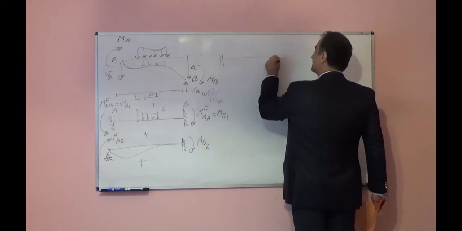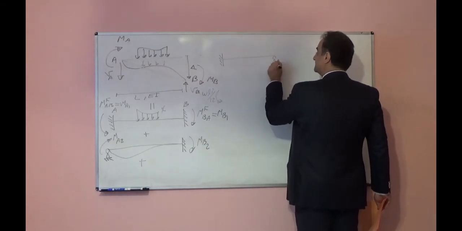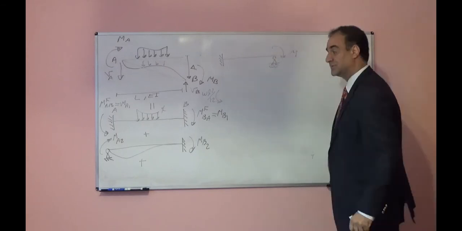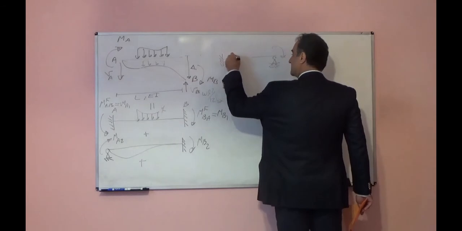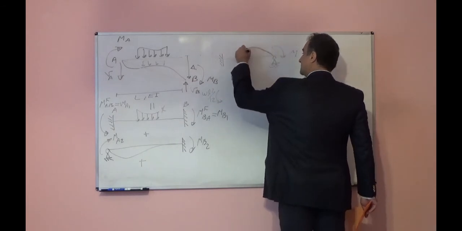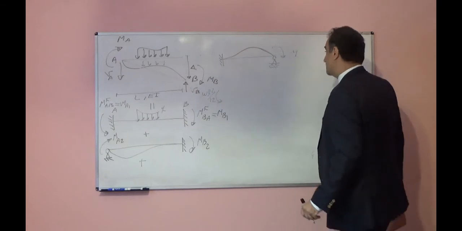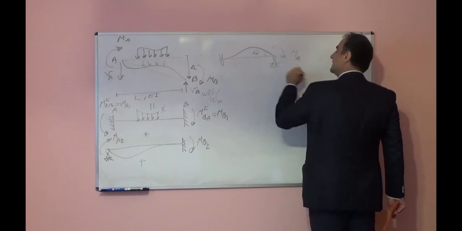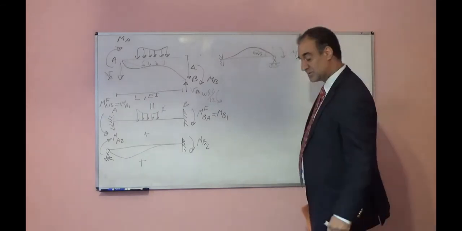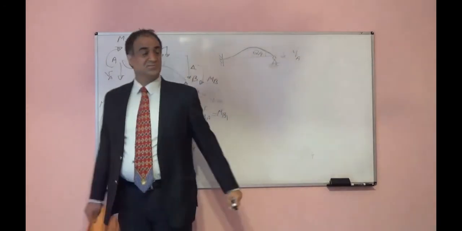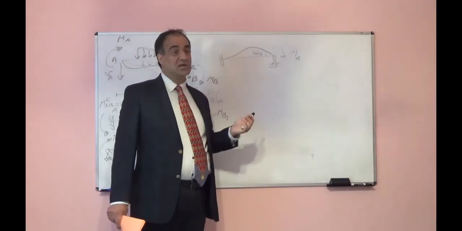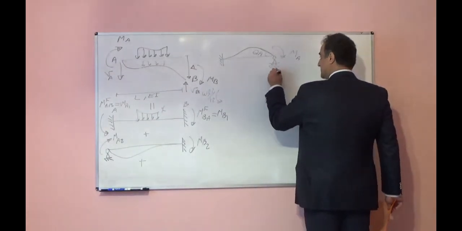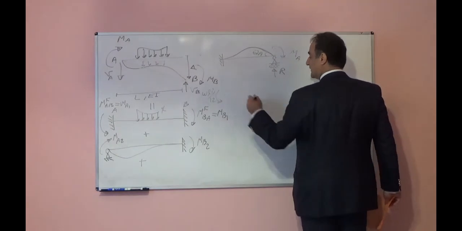If I have this beam and I apply moment M here, this beam will deform something like this. So we will have theta here. If I call this MA, this will be theta A. So what is the relationship between MA and theta A? I can find that. It is easy to find. First I should find this reaction R. How can I find that?